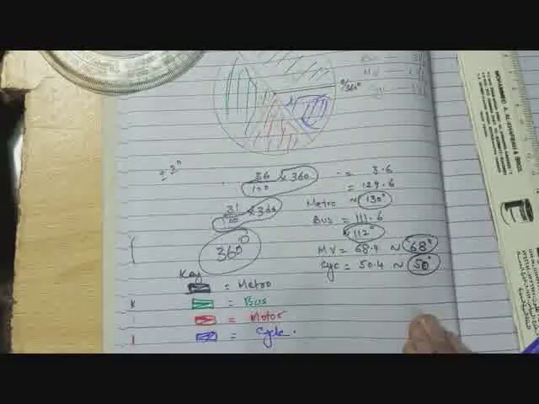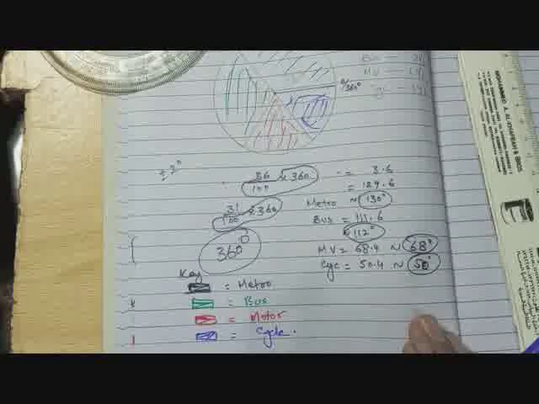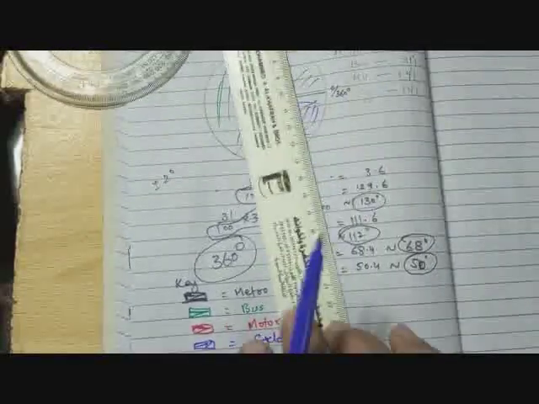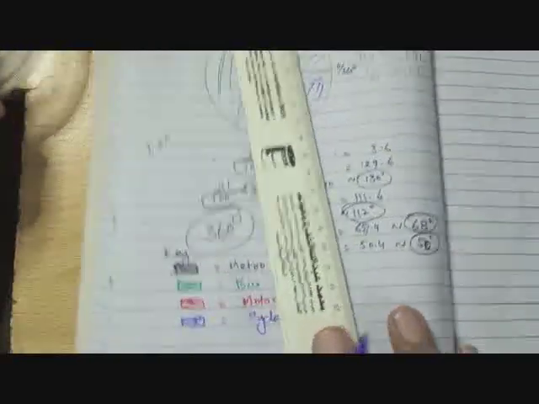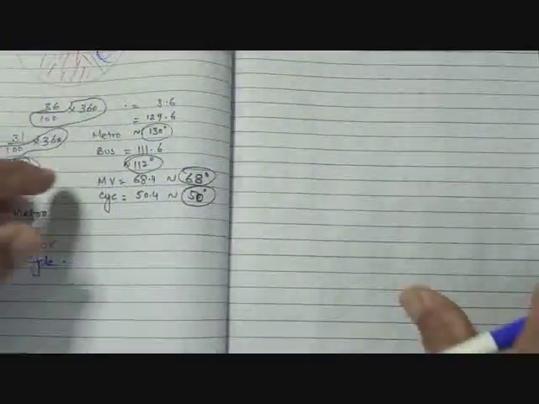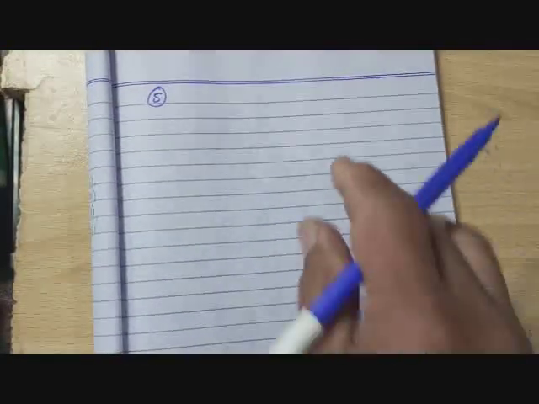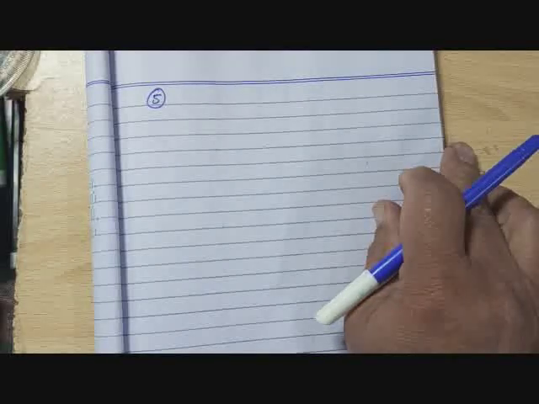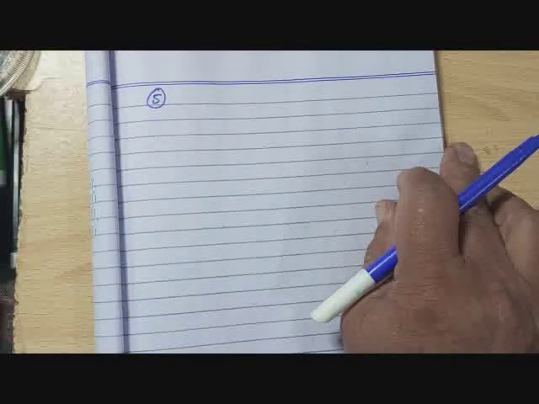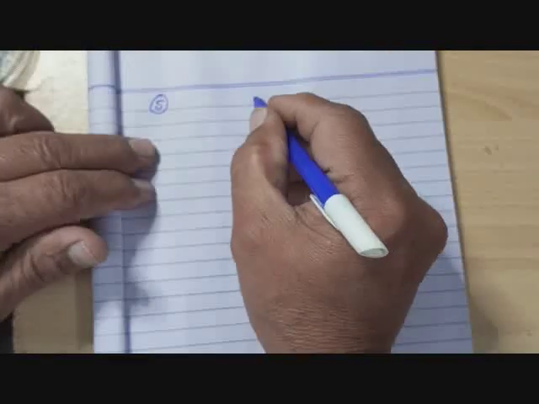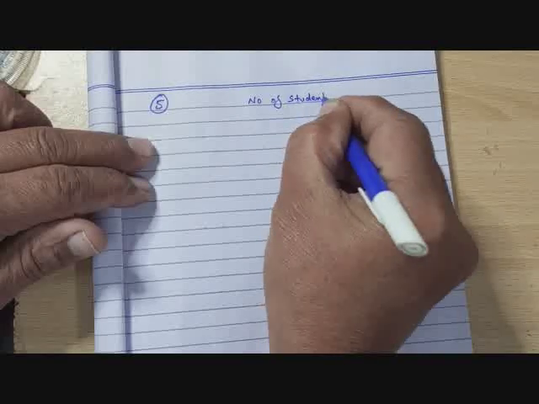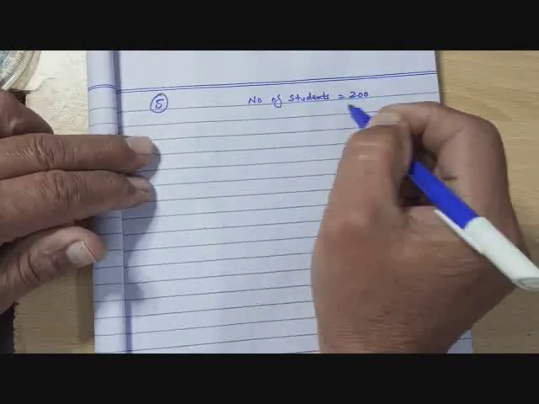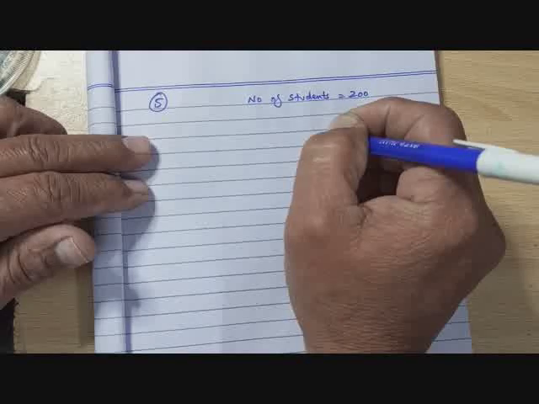Okay, now study the pie chart and answer the questions that follow. Now question number 5. The data was collected from a sample of 200 students. Number of students is equal to 200. What data does this graph show?